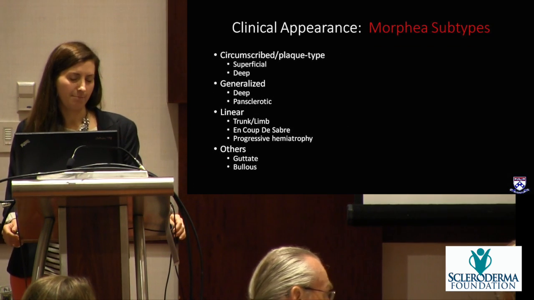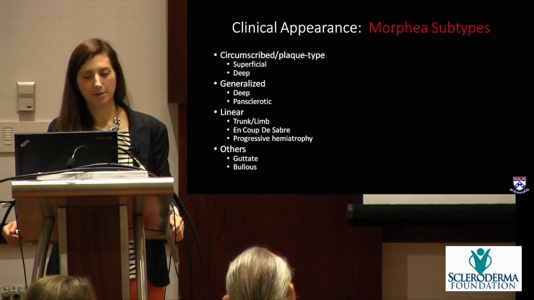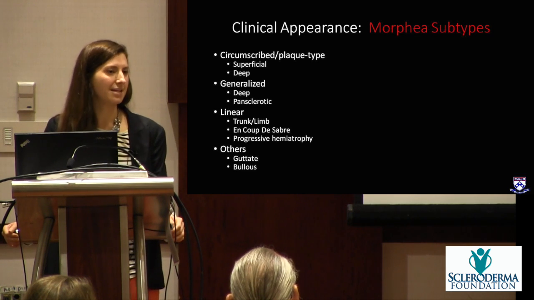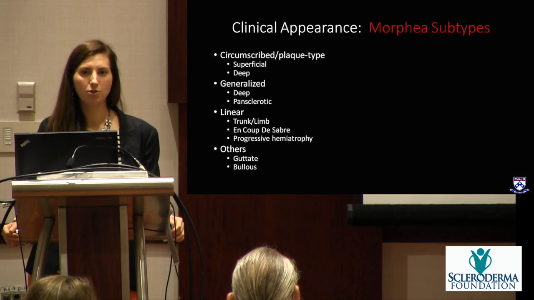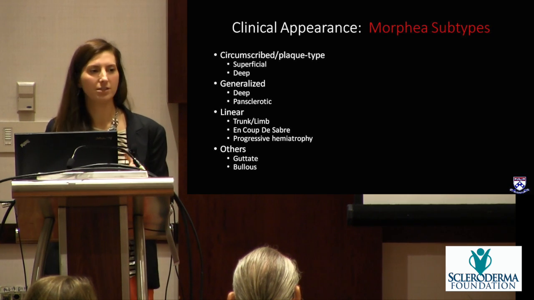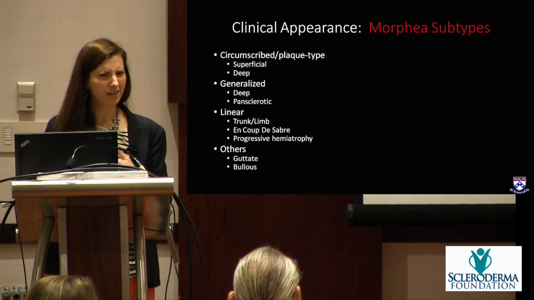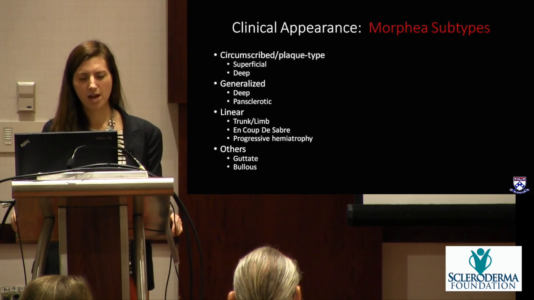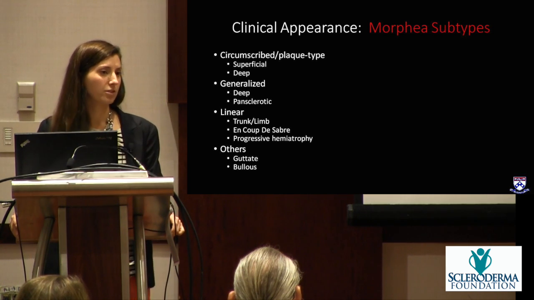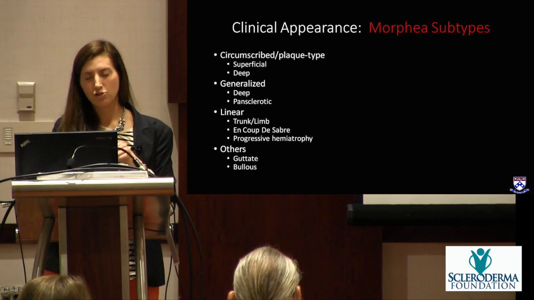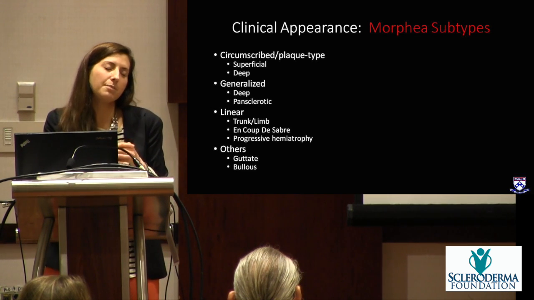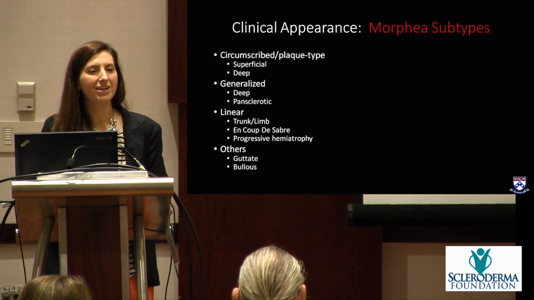So, morphea subtypes. There are multiple subtypes of morphea, really based on how they look clinically. The first type is circumscribed or plaque type. That's going to be 1 or 2 lesions on the skin, usually round, but can be multi-shaped, and it can be superficial or deep. What do we mean by that? Deep would be the inflammation is deeper, so it can affect either the fat or sometimes the muscle and the bone.